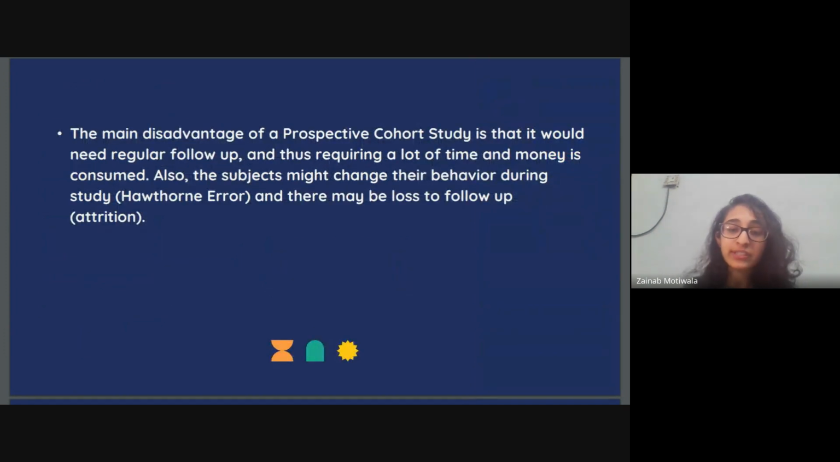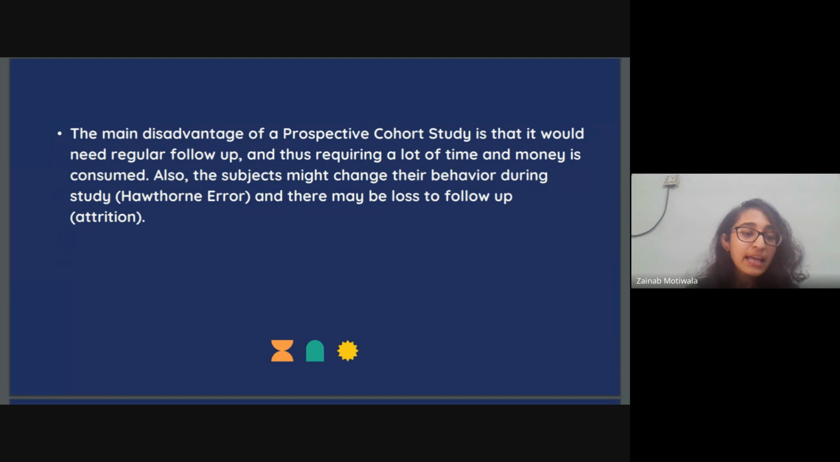And one of the major disadvantages of prospective cohort studies is that they need a lot of follow-up. It requires a lot of time and money. So these are certain drawbacks of this. At the same time, it leads to some biases and errors. One of the biggest biases would be the Hawthorne effect.